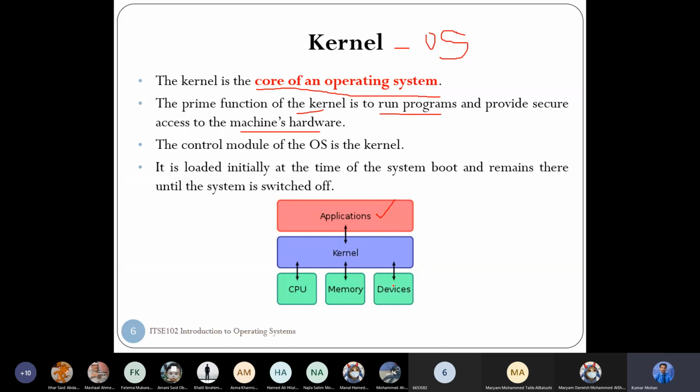The control module of the OS is the kernel. Who is controlling the operating system? The kernel is controlling the operating system. That's why the kernel is the core of an operating system, called the control module. Why is it called control? Because, for example, when many requests are given by many users, the kernel will decide which user to give the resources to, because the resources in the hardware are very limited. It will decide which process to execute, which process to stop, and to which one we need to give the memory, which one we need to take the memory from. All those things the kernel will decide.